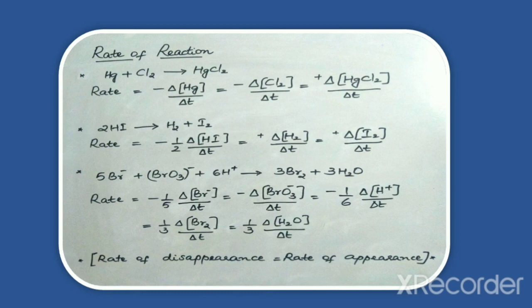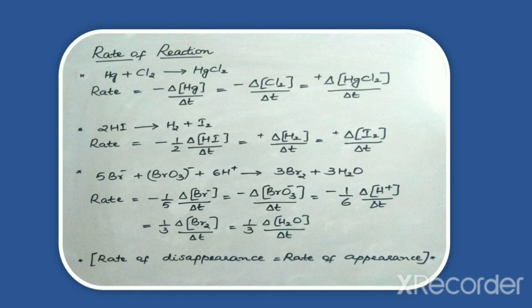So rate is equal to minus delta [Hg] by delta t, which is equal to minus delta [Cl2] by delta t, which is equal to plus delta [HgCl2] by delta t.